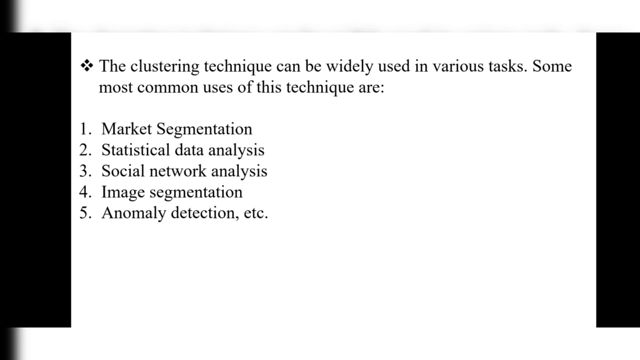Social network analysis, I'll give you an example. We use daily apps like Netflix, Amazon, or Flipkart. If we open any app, we can see all the items segregated, right? For home appliances or mobile appliances, we'll see different clusters there. That is called social network analysis. And next, image segmentation, next anomaly detection, etc. These clustering techniques are used in these five. We can also give our own examples.